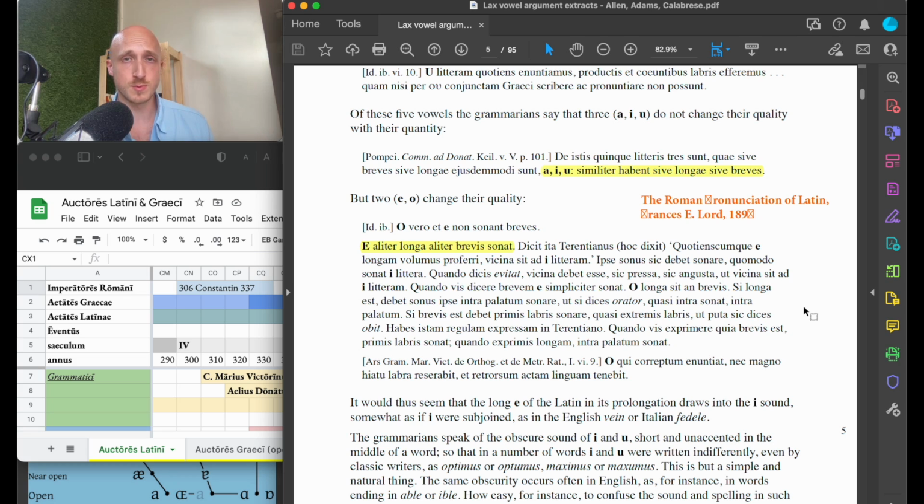Now, a moment ago, Allen was using grammarians from very late, from the end of the Western Roman Empire, to justify some of the things that he intended. Well, if we're going to do that, we might actually read precisely what they say. So Pompeius says, a, I, u similiter habent sive longae, sive breves. The vowel letters a, I, u, they have the same quality, whether long or short.